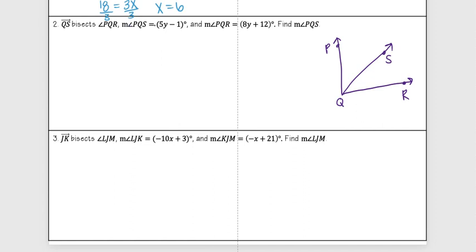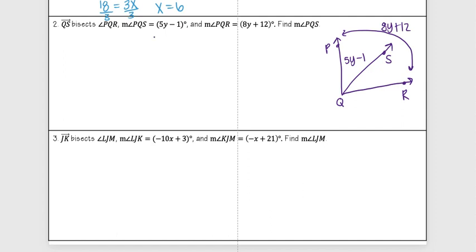Told that PQS is 5y minus 1 degrees. And PQR is 8y plus 12 degrees. So that's PQR. That's this entire thing. So that means this whole angle is 8y plus 12. I want to find the measure of angle PQS.